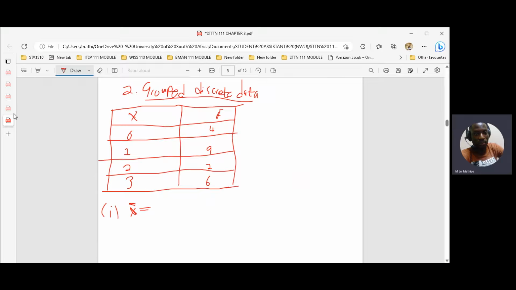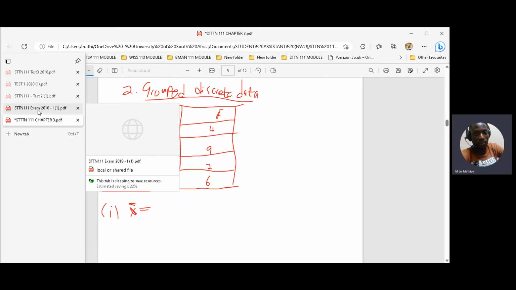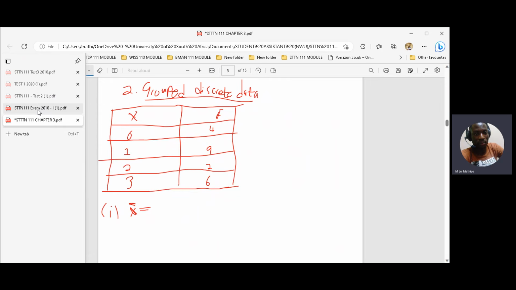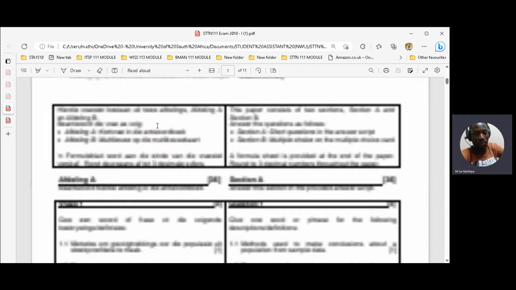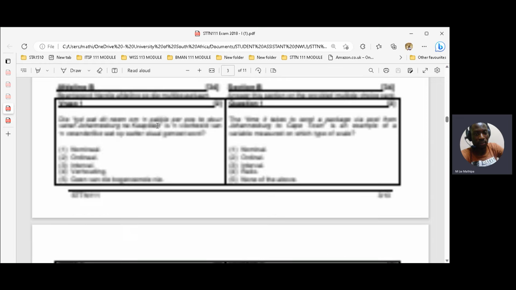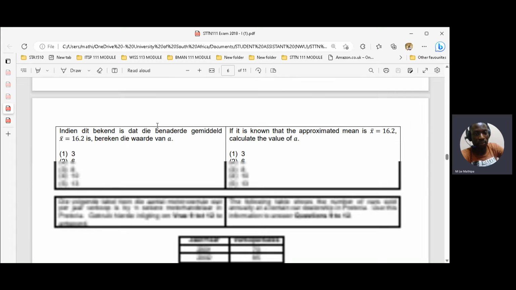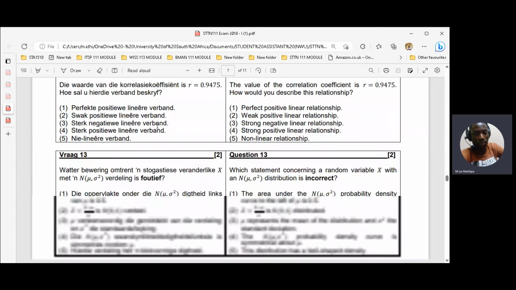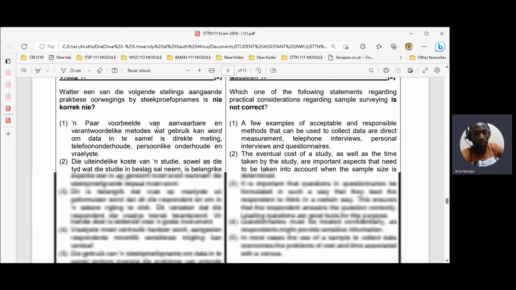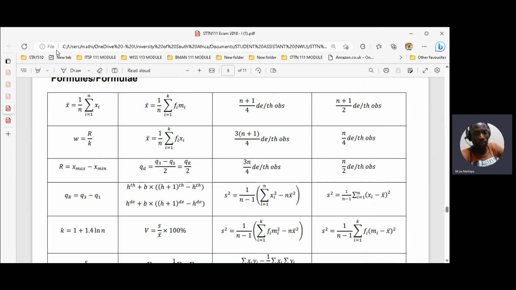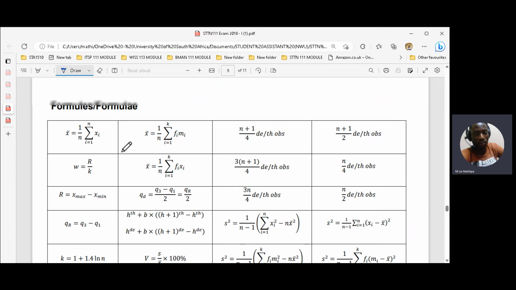Now let me show you something here. The formulas for, let's check this question paper, it's 2018. I'm going to show you the formulas for ungrouped data, for grouped discrete, for grouped continuous. But I will explain the grouped continuous at a later stage when we get there. I just want to show you the formula for this. You will always be given the formulas.